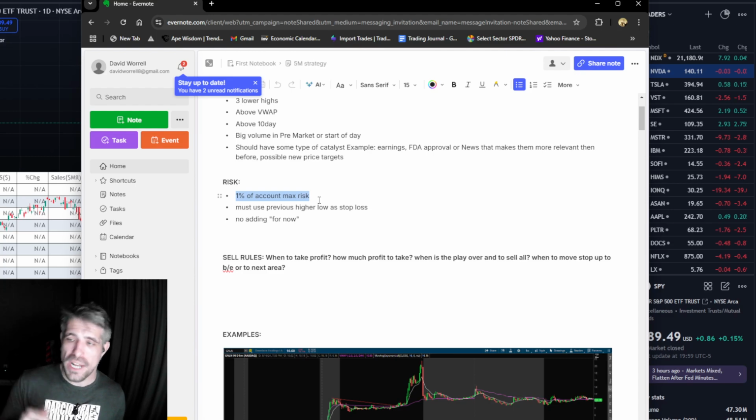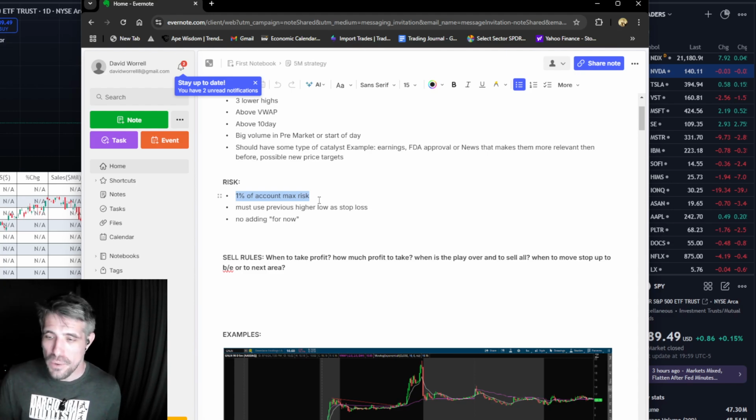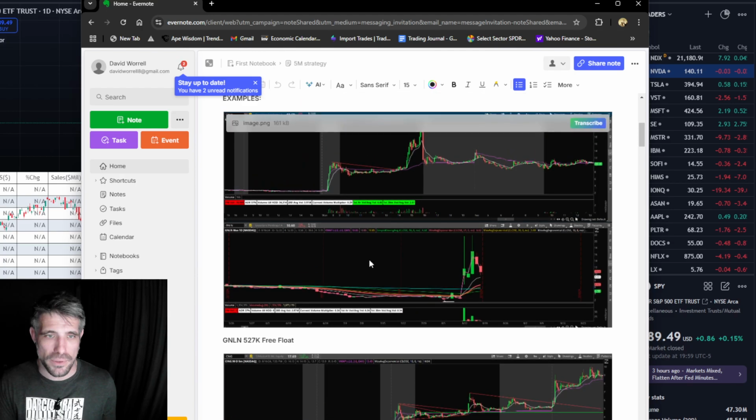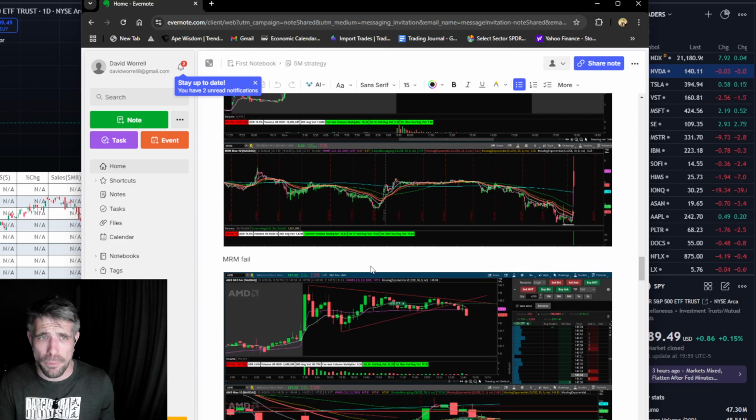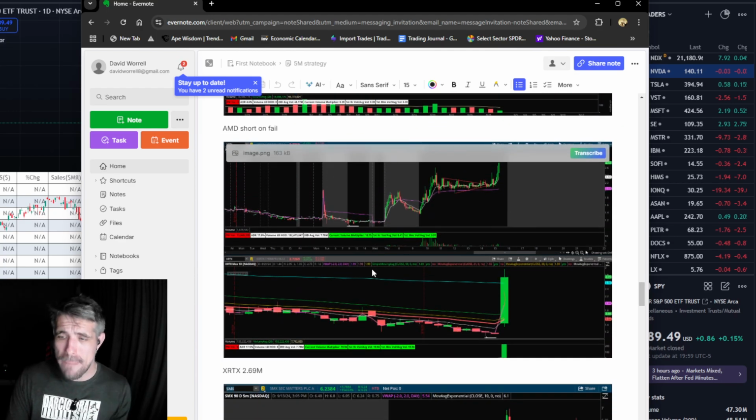And if you don't understand how to calculate risk, I can show you how to do that. Okay? You must use the previous higher low as your stop loss. And here's some examples, guys. I have a bunch of screenshots, a bunch of examples, and this is just one of my many strategies.